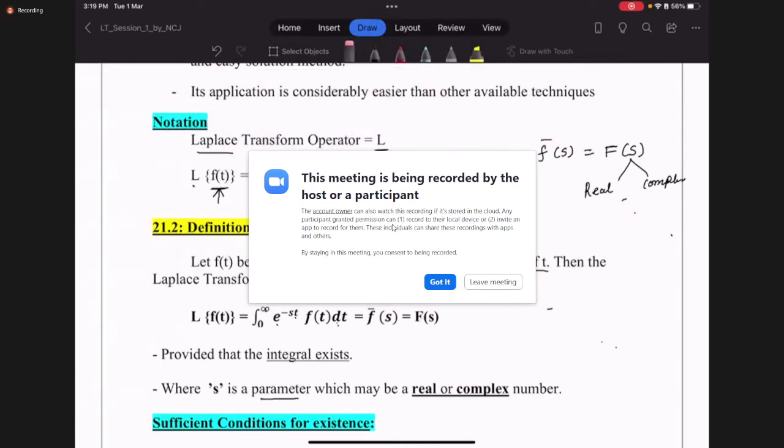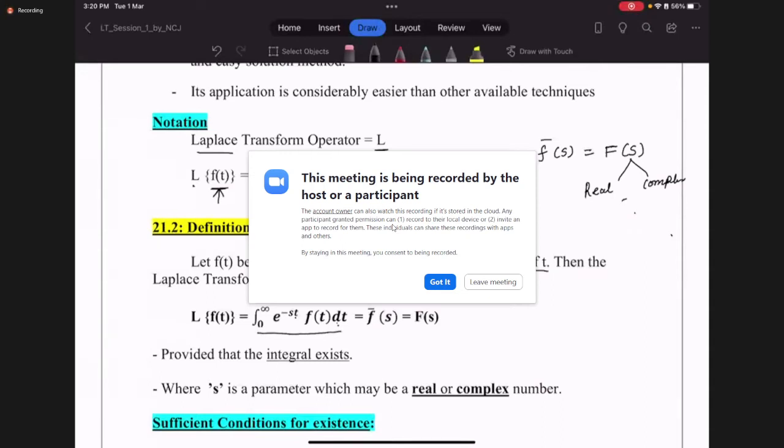Means Laplace transform is also there for minus infinity to infinity limit. Definition is same. So this type of Laplace transform is known as dual Laplace transform. But here we are not working on the dual Laplace transform, we will work on the simple Laplace transform. So when the word Laplace transform is used, it is nothing but the integral of e raised to minus st ft dt.